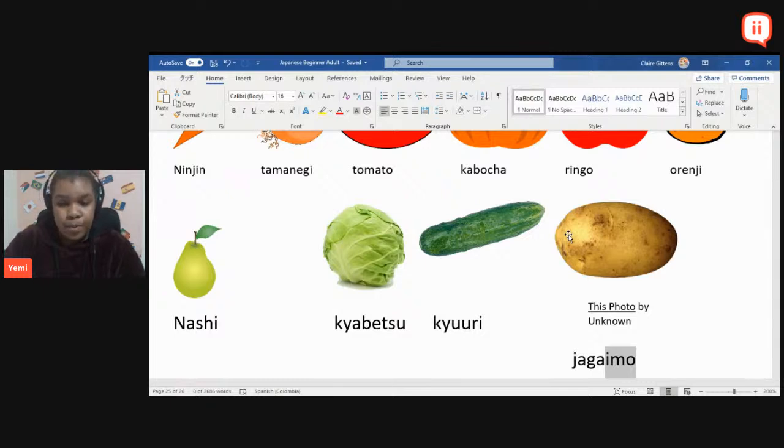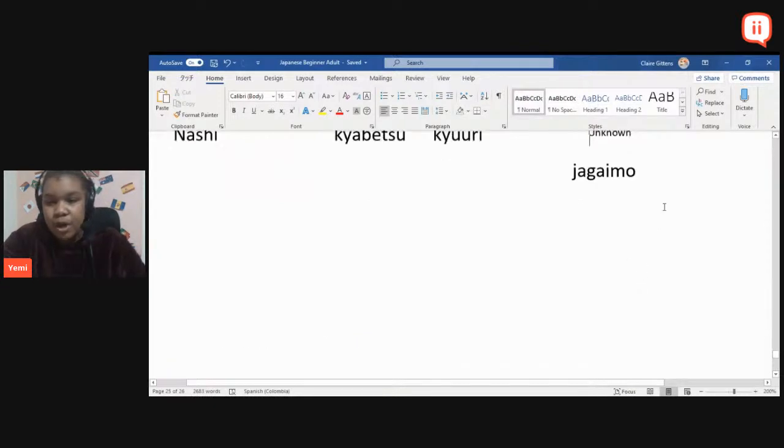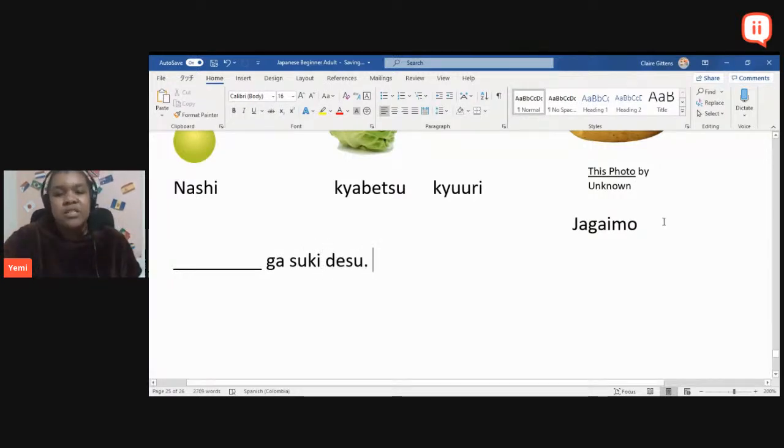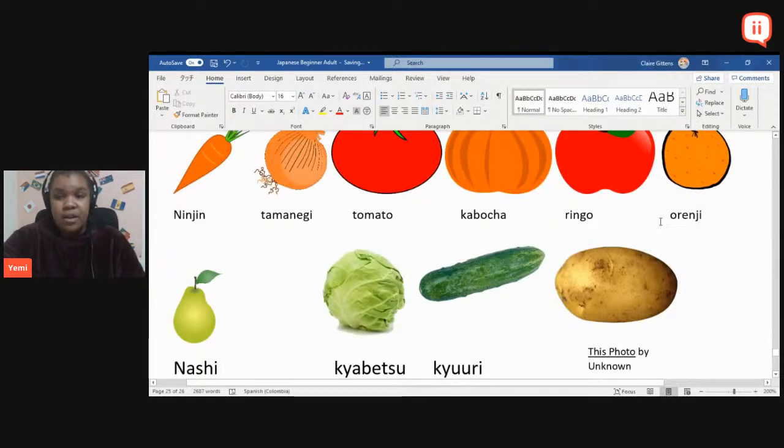Jagaimo. Okay. So let's just talk about, first, let's just talk about which one you like. Okay. So like in Japanese, we say something ga suki desu. Okay. Something ga suki desu. Which of these fruits or vegetables do you like? Okay, ninjin ga suki desu ka? Tamanegi ga suki desu ka? Tomato ga suki desu ka? Kabocha ga suki desu ka? Ringo ga suki desu ka?